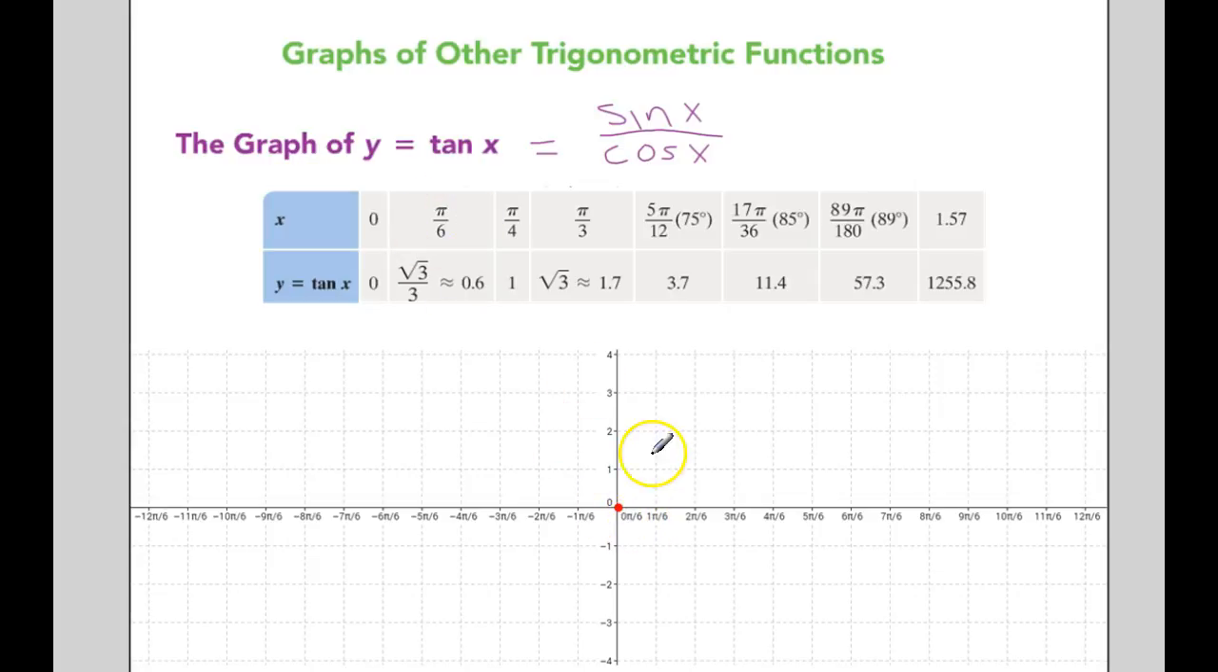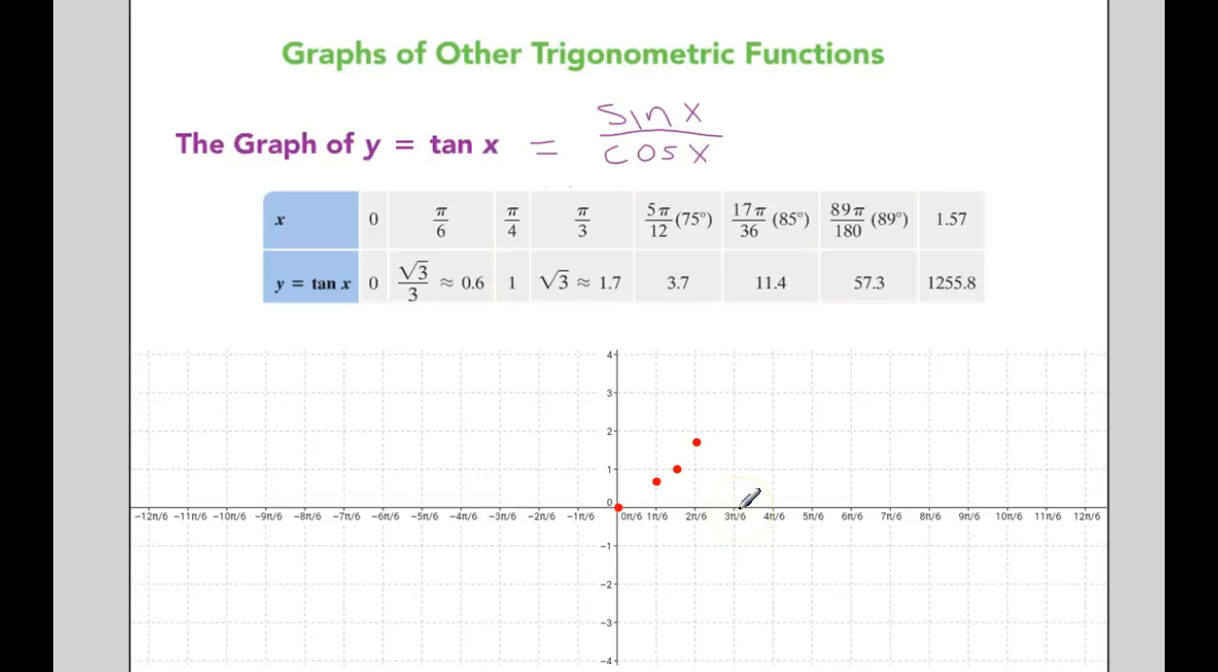Alright, and then at pi over 6, 1 pi over 6, we get the square root of 3 over 3, which is about 6/10. So about right, somewhere right there. And then 2 pi over 6, which is pi over 3, we get the square root of 3, which is about 1.7, so about right there-ish. And then right between those two, between 1 pi over 6 and 2 pi over 6 is pi over 4. We get a tangent of 1, about right there. It kind of looked linear for a second, but then it's starting to bend upwards.